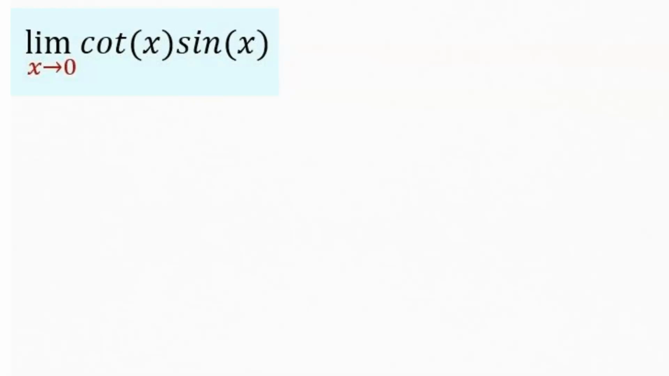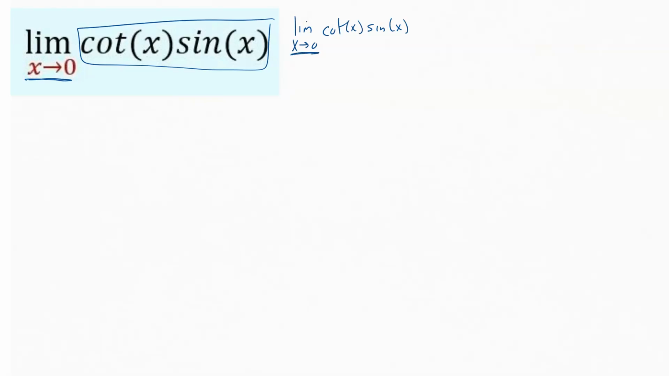This problem's asking us to find the limit as x approaches 0 of this big trig function right here, the cotangent of x times the sine of x. Option 1 on any limit problem that you're going to try, no matter what type of problem it is, is always going to be to plug in the x value. And so you're going to take whatever the x value is they give you right here, and you just want to plug it into your equation wherever you see an x.